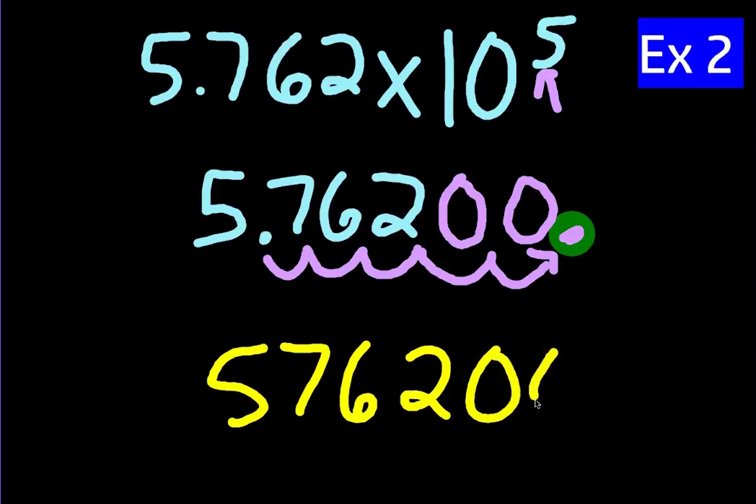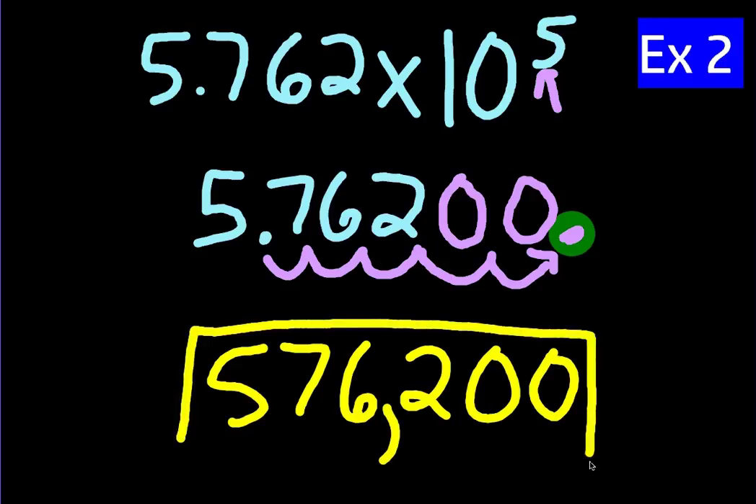576,200 without the decimal. And for some people, you can put a comma here for every 3 digits. So there you go. There's your final answer. Follow these 3 steps when converting from scientific back to standard and you'll be good to go.